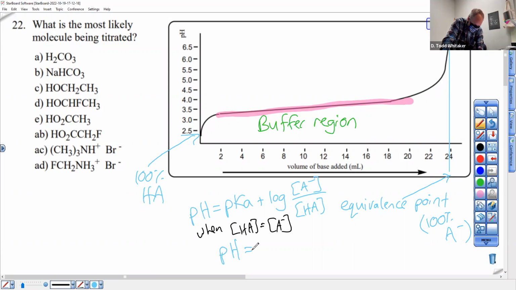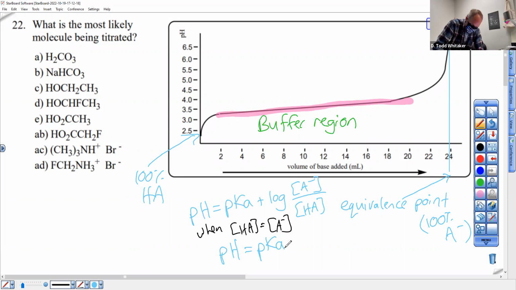The whole expression is pH equals pKa plus the log of A minus over HA. What is the pH when the amounts of A minus and HA are equal? That's the whole reason we need to go to the half equivalence point. Where is the half equivalence point? If it took 12 milliliters of base to get the full equivalence, where's the half?